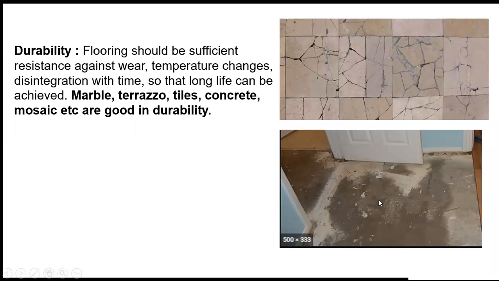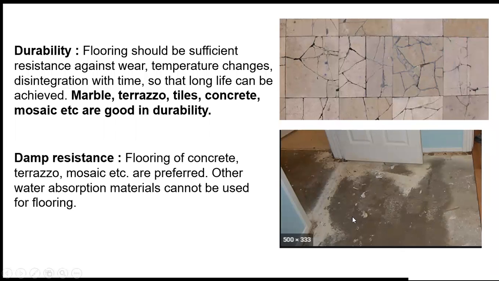Now, if you see the bottom right side photograph, what you will observe in the floor is very clear: your floor is showing dampness. It is damp. So, the floor of any building should be damp resistant. Some floors may be of concrete, which is considered a non-porous material, or you can say least porous material. Terrazzo, mosaic, etc. are preferred.